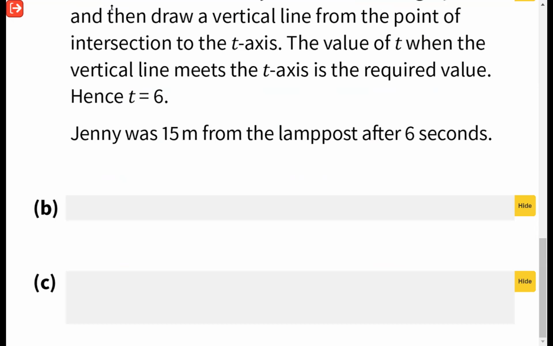Okay, so much written. You don't have to write that. The answer is straight away 6 seconds. Don't need to write anything else. Just 6 seconds can already.